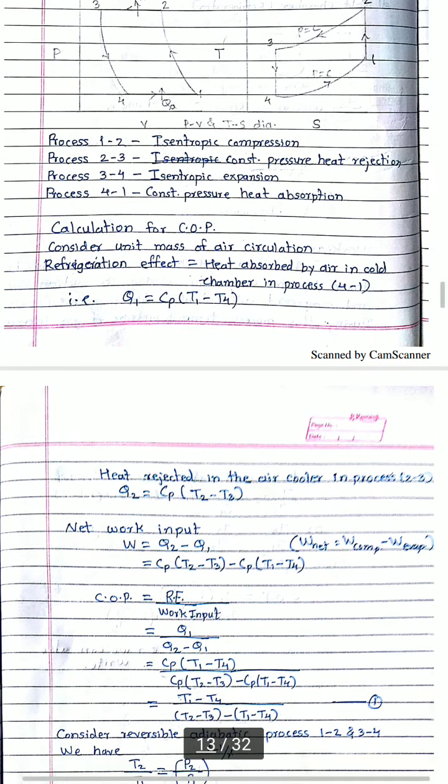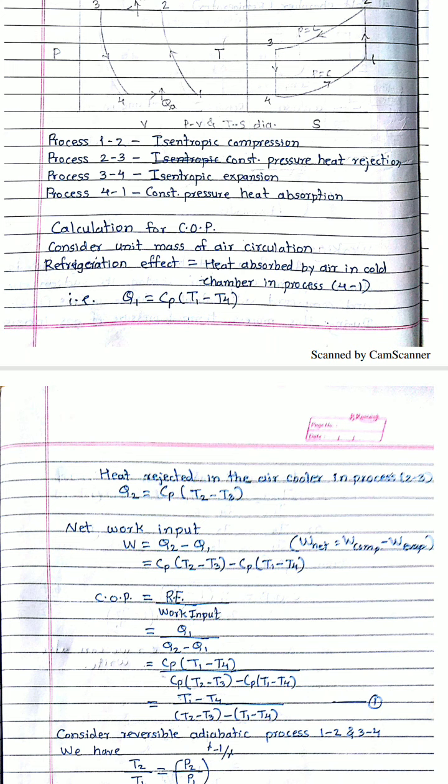Now during process 2 to 3, the heat rejection process, the amount of heat rejected is Q2, equal to m Cp into T2 minus T3. Since m is 1, it is Cp into T2 minus T3. Therefore the net work input, how do we calculate it? It is heat rejected minus heat absorbed, so Q2 minus Q1. Cp is common in both cases, so Cp into bracket T2 minus T3 minus Cp into bracket T1 minus T4. Taking Cp out, it is Cp into bracket (T2 minus T3) minus (T1 minus T4).